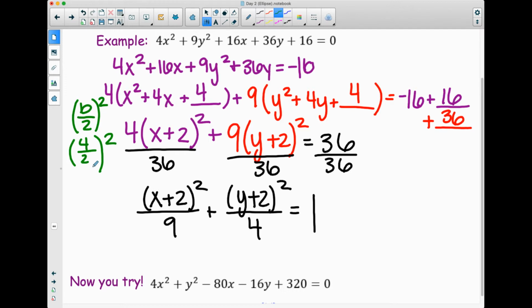So this is like good old school completing the square using their A's and B's, not the A's and B's up here.